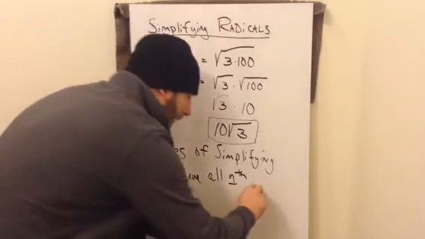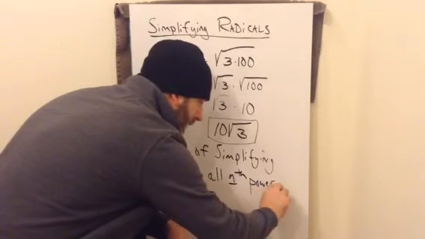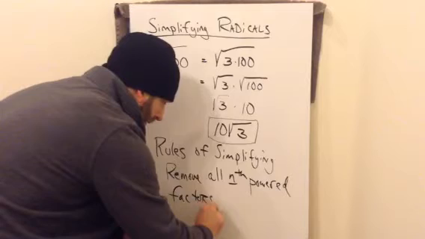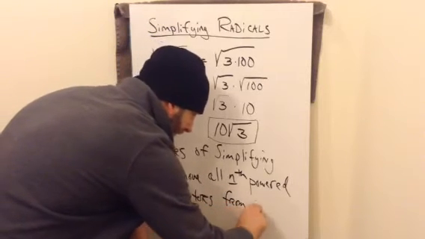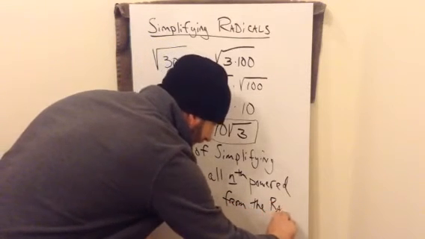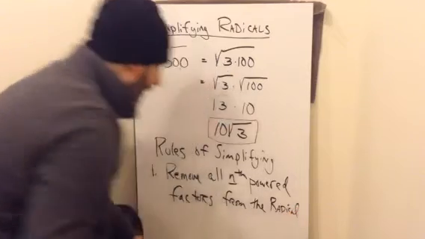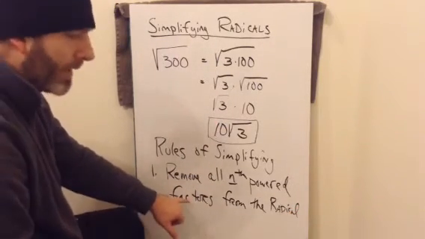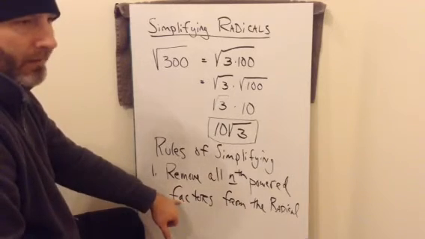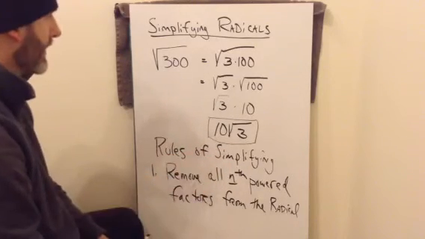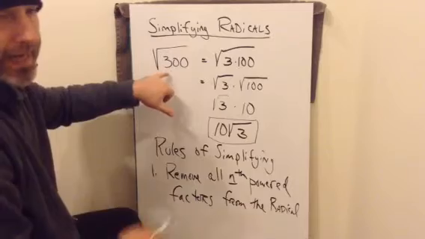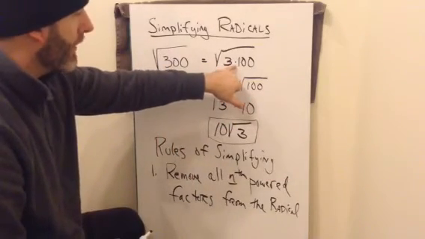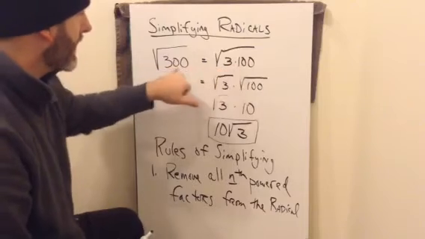Remove all nth powered factors from the radical. Okay. Key word here is factors. Things that are multiplied. We do not want to take things out that would add to get to this. So we don't want to take, say, 49 plus whatever that would add to 300. We want things that are factors. So when we break these up, we're thinking things that would multiply to this value.